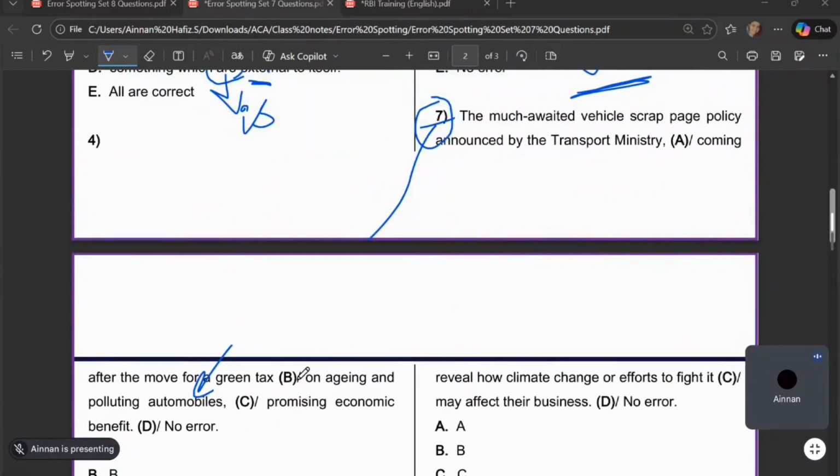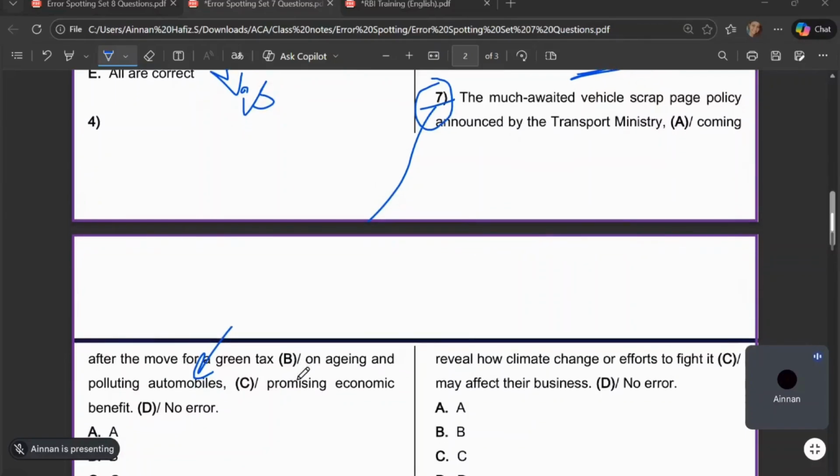The much awaited vehicle scrappage policy announced by the Transport Ministry, coming after the move for a green tax on aging and polluting automobiles, promising economic benefit.